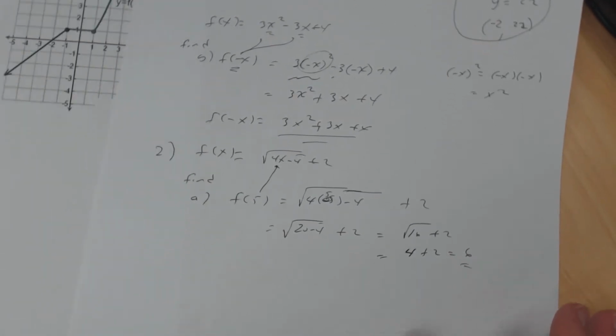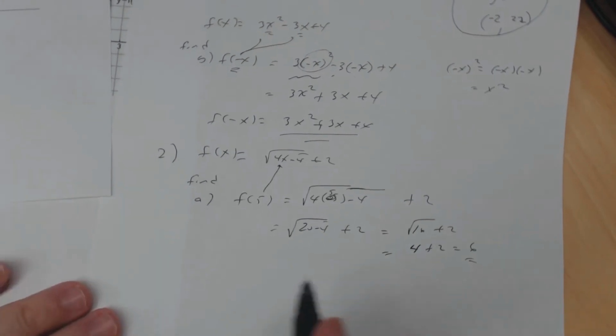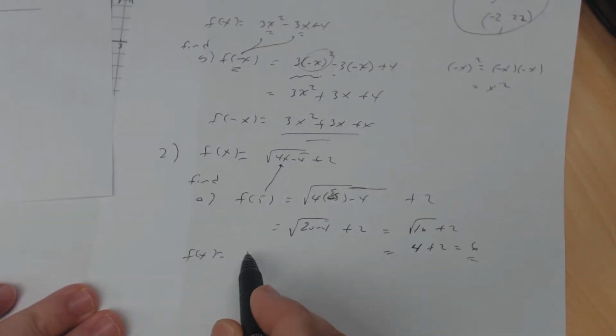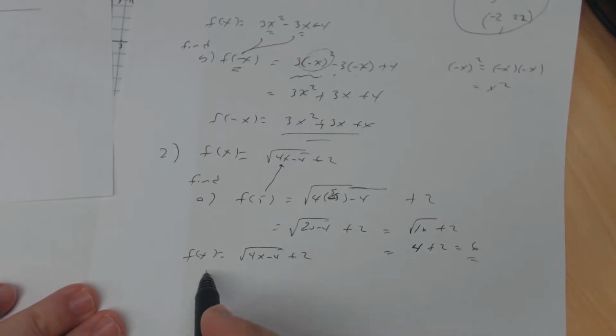Okay, now in part B, I can go ahead and do that here. So remember, f of x again is this. F of x is the square root of 4x minus 4 plus 2. And in part B, you want to find f of 2x plus 1. So again, where we see the variable x, you're going to substitute 2x plus 1. That's what you're going to do.